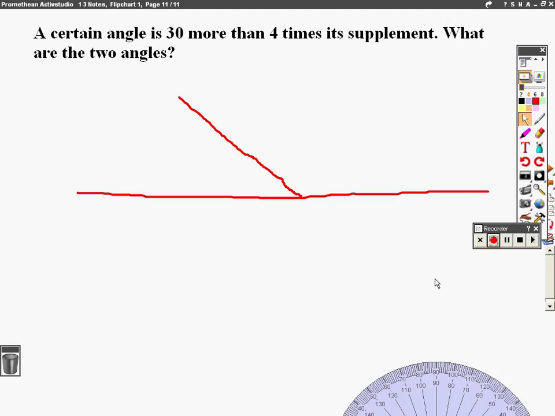Hey boys and girls, I know that there were a couple issues with a problem that we did at the end of class today, especially in period 7. So I want to just go over one more problem like it. Here's the problem that I came up with.